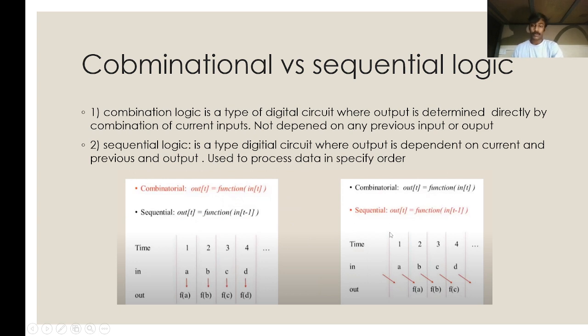But in the sequential output, you can see the function is dependent on t minus 1, that is the previous time input. For function B, it should be dependent on function A.